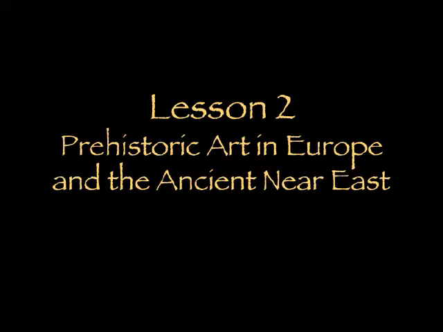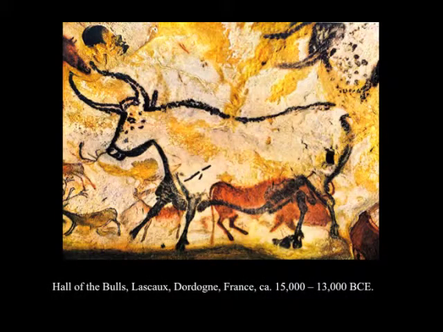And this is Lesson 2, and in Lesson 2 we are going to be taking a look at prehistoric art in Europe and the art of the ancient Near East. Now, throughout your text you will find lots of information on some really pretty incredible works of art from this early period in human history, but we're going to take a few minutes here to highlight a couple of rather interesting objects and give you some additional background.